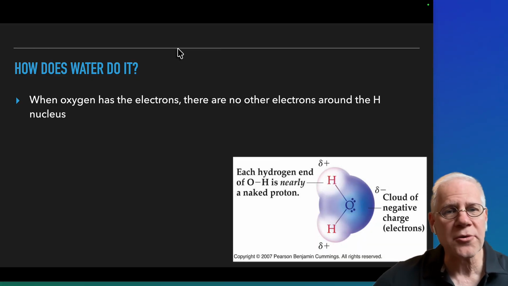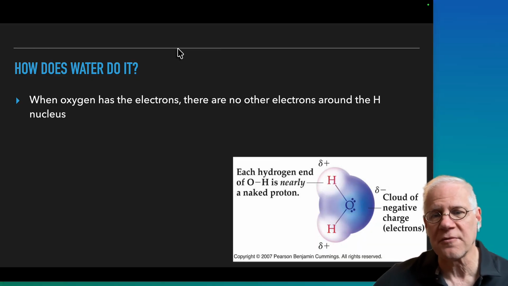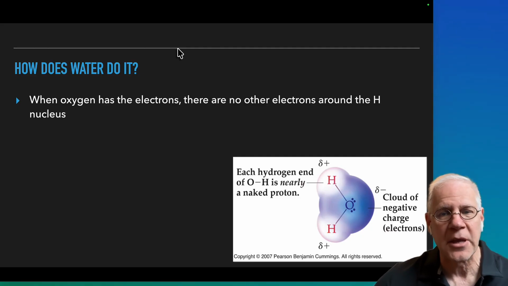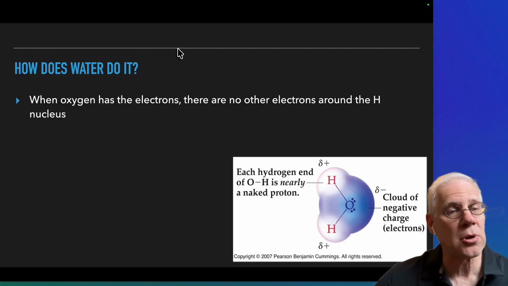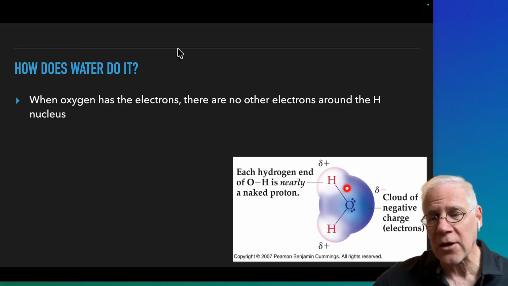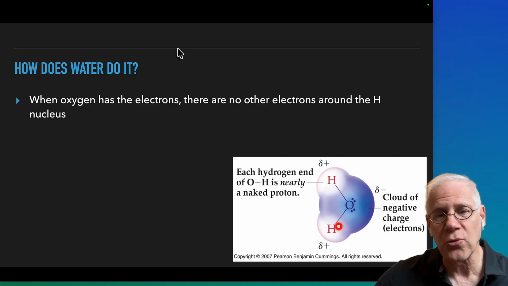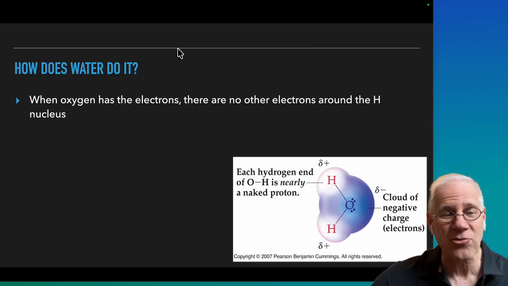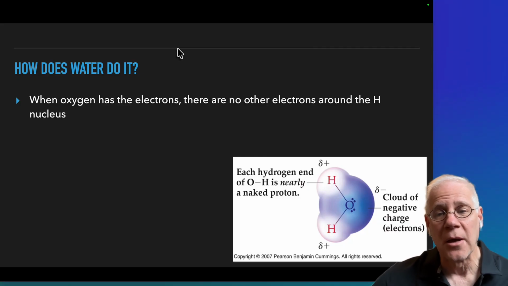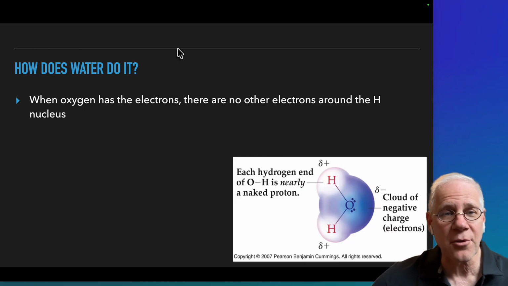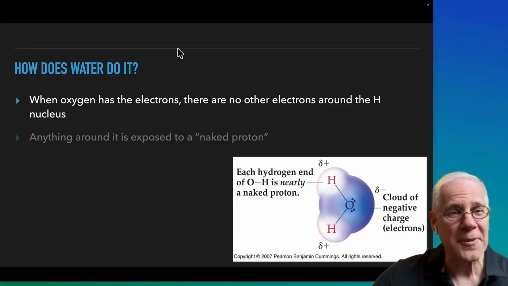So what makes water so special? Well, it has to do with the fact that you have a highly electronegative atom, oxygen, attached to a hydrogen. Now, remember when we were talking about bonding, we've got two electrons being shared between these two atoms. And when that more electronegative atom, oxygen, has the electron, if you want to think of it that way in terms of time, well, there are no other electrons around the hydrogen there, and so we call it a naked proton, essentially.